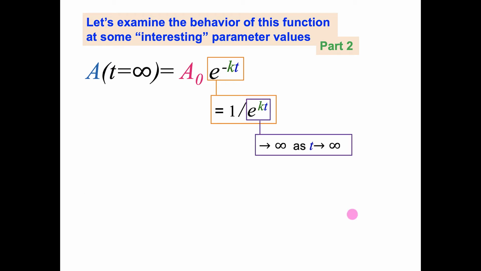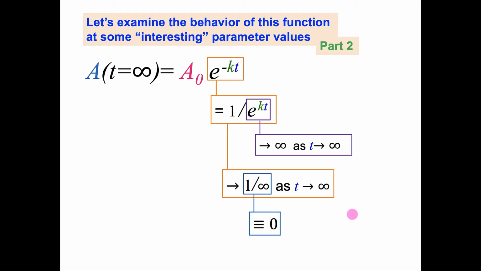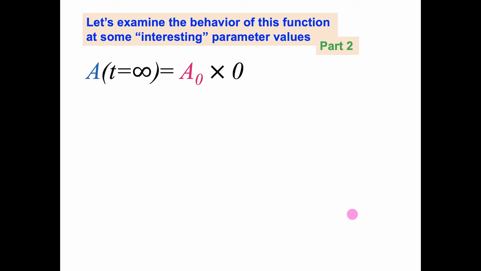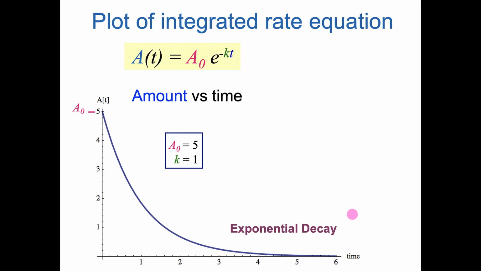Now, e to the kt goes to infinity as t goes to infinity, which means that the whole thing, 1 over e to the kt, goes to 1 over infinity as t goes to infinity. But 1 over infinity is defined as being equal to 0. And so we simply have a at t equals infinity is equal to a0 times 0, or simply 0. So now we can look at our plot of the integrated rate equation.